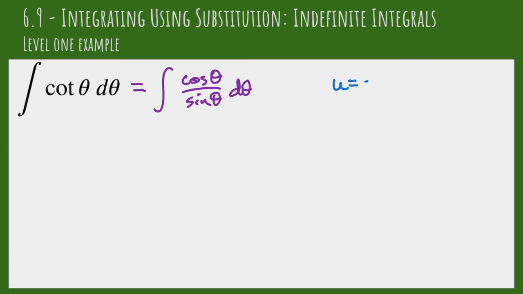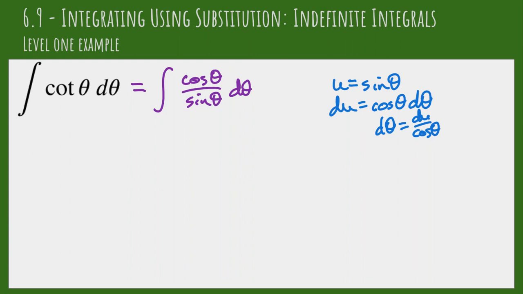So I'm going to choose u equals the sine of theta. Like I mentioned in a previous problem, a lot of times the denominator is going to be a good choice for u. That gives us du equals cosine of theta d theta, which is good because that's going to help us get rid of the numerator here. And so d theta is going to be du over cosine of theta.